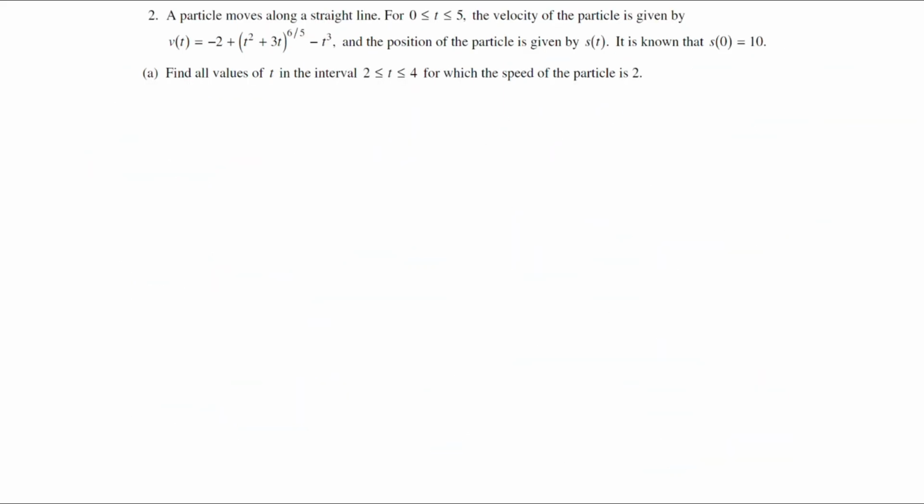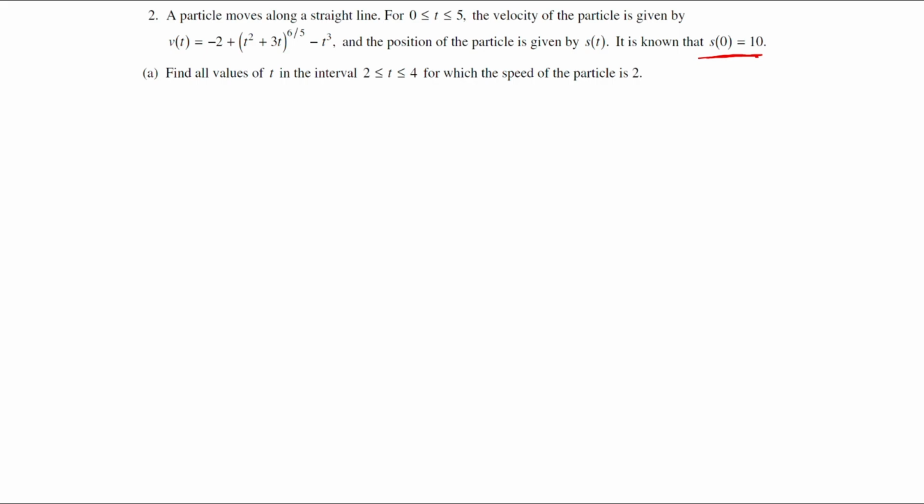All right, this is question number 2 from the 2013 AP Calculus AB exam. It's a motion question. We've got a particle moving along a straight line, and from 0 to 5, we have its velocity function. And they're calling the position function s of t. We know that the initial position, so the position at t equals 0, is 10.